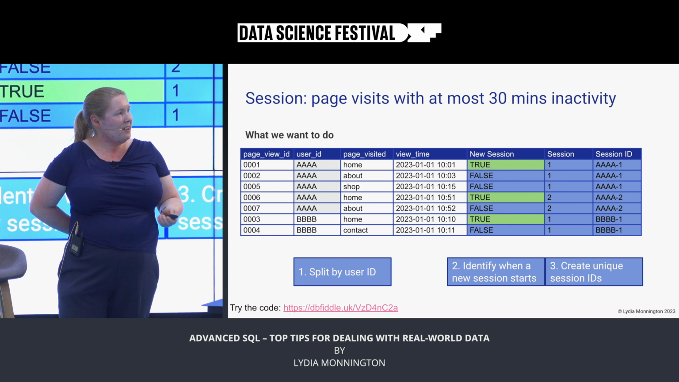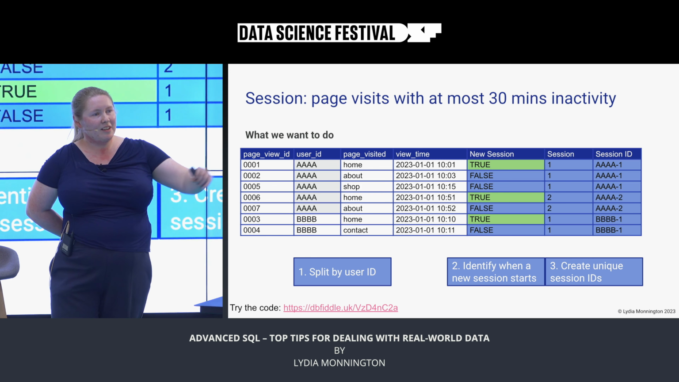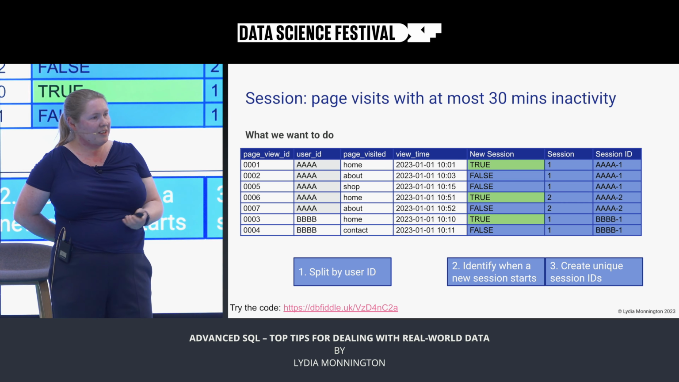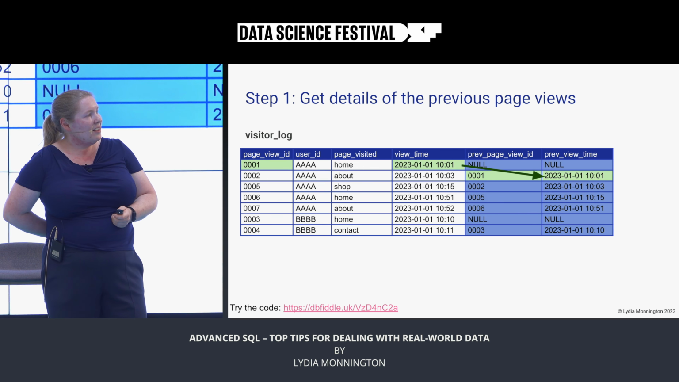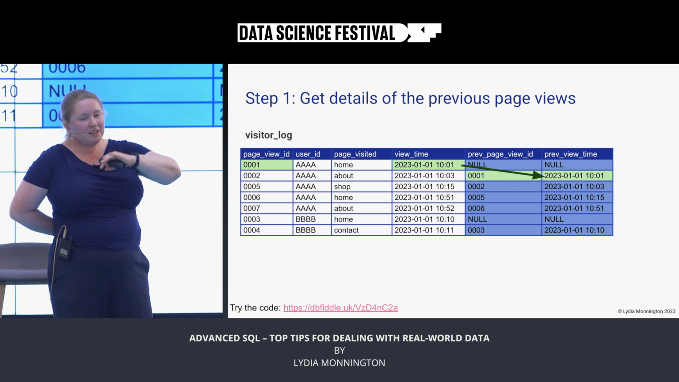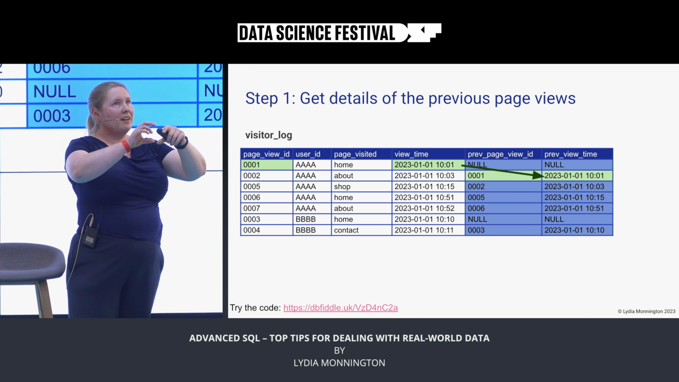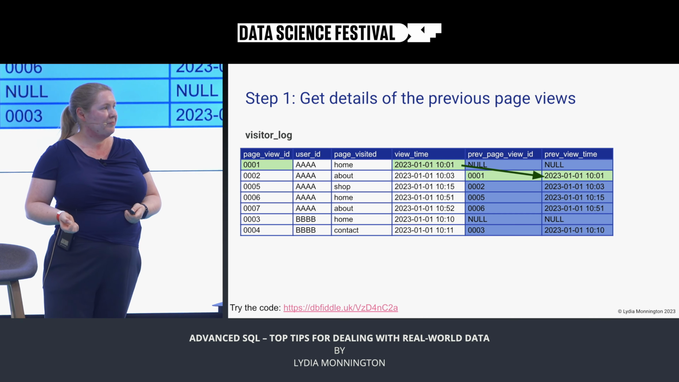And where we want to get is we've split by user ID. We've identified the start of each session, so the first page in each session, and then we've identified a unique session ID. And so I'm going to take you through how we do that. So the first thing we want to do is identify the details of the previous page view. And this is essential because this allows us to identify if we've started a new session, like if there's been a gap of more than 30 minutes.